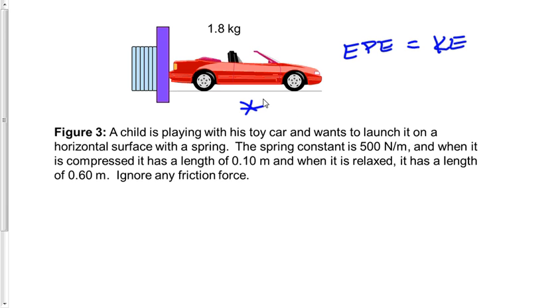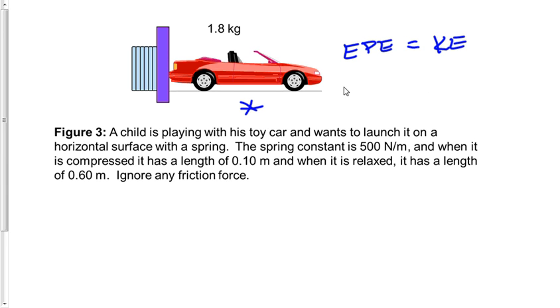And we're still on the horizontal surface. We've not gone above our origin, therefore no gravitational potential energy. And the spring will be completely relaxed, so no elastic potential energy left. Okay, and we look at this. It says ignore any friction force, so there will be no thermal energy. So our equation is elastic potential energy equals kinetic energy.